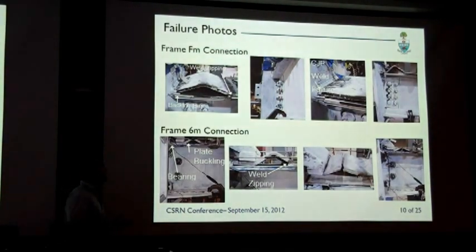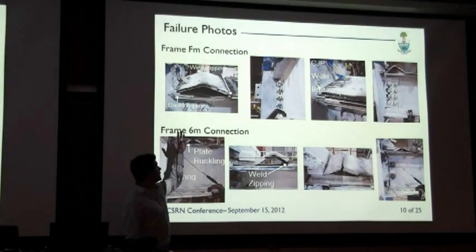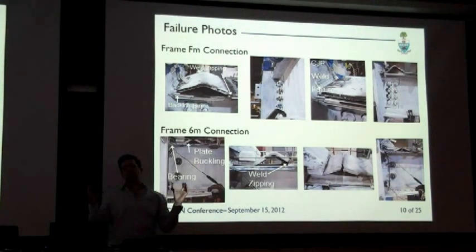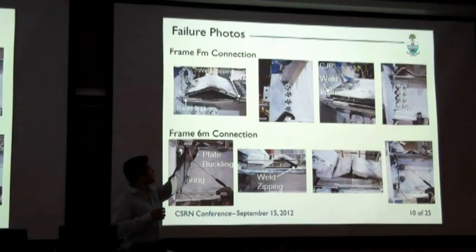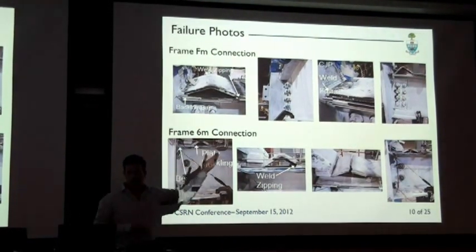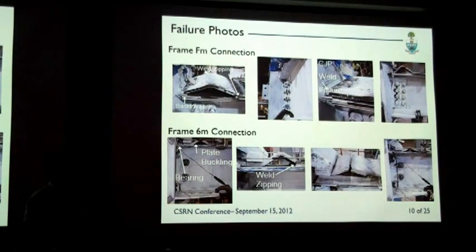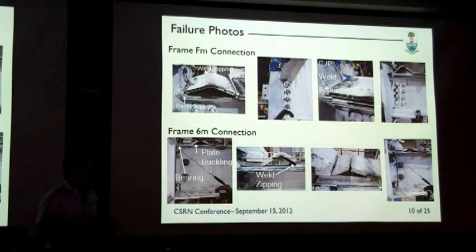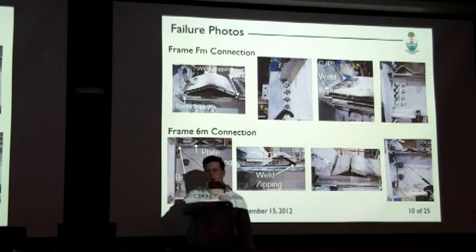These are just some pictures of the failure mode. This is the first test, 1 connection for the first test. We had yielding of the plate in tension and then buckling of the plate in compression. At higher rotation, we found some weld zipping. This was followed by, once the top plate lost some of its strength, the shear tab and the beam web at the column starting to yield and buckle a little bit. And then we had a brittle CJP weld failure, right where the top plate connects to the column.